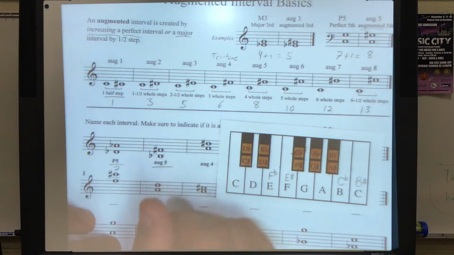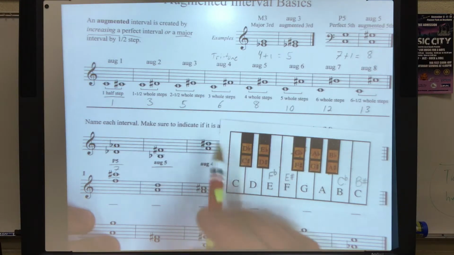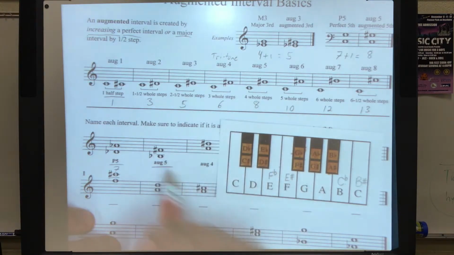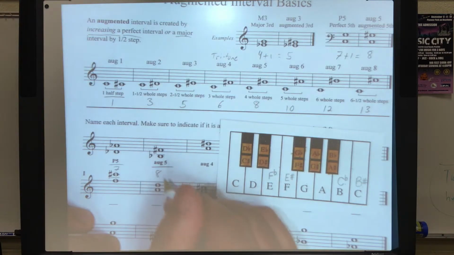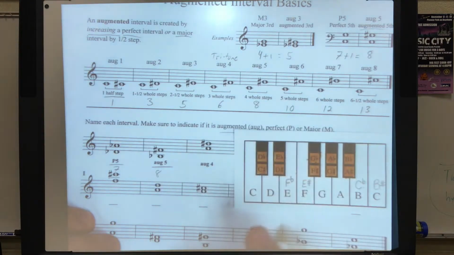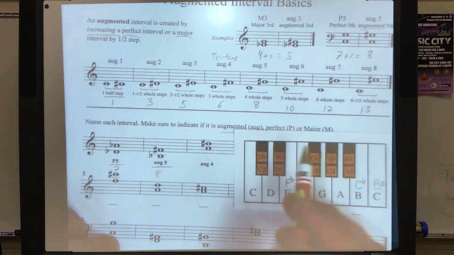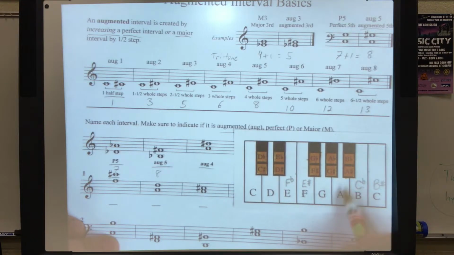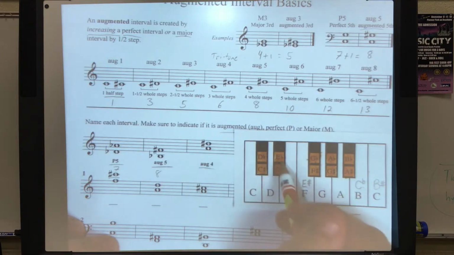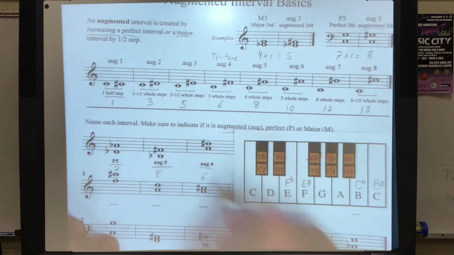An augmented fifth. Remember what we said about an augmented fifth having 8 half steps? Let's check it. So we got B flat, 1, 2, 3, 4, 5, 6, 7, 8. 8 half steps between the B flat and the F sharp. Augmented fourth, if you look up here, it has 6 half steps. Let's make sure that's right. A to D sharp, A, 1, 2, 3, 4, 5, 6 half steps. So we know that's accurate.